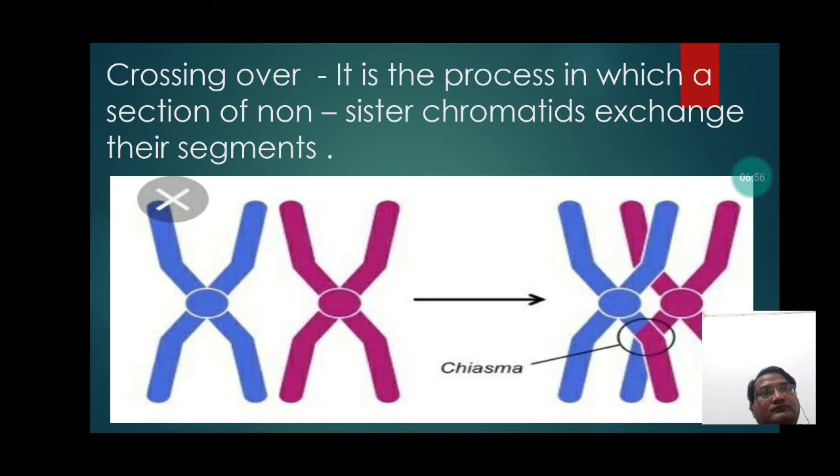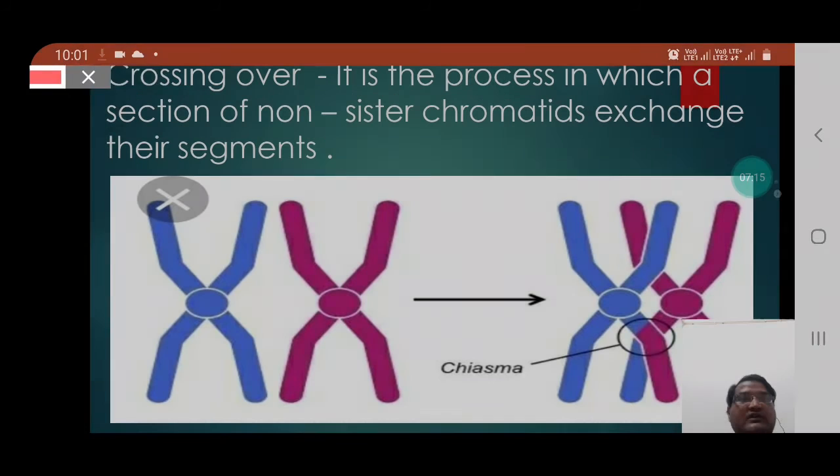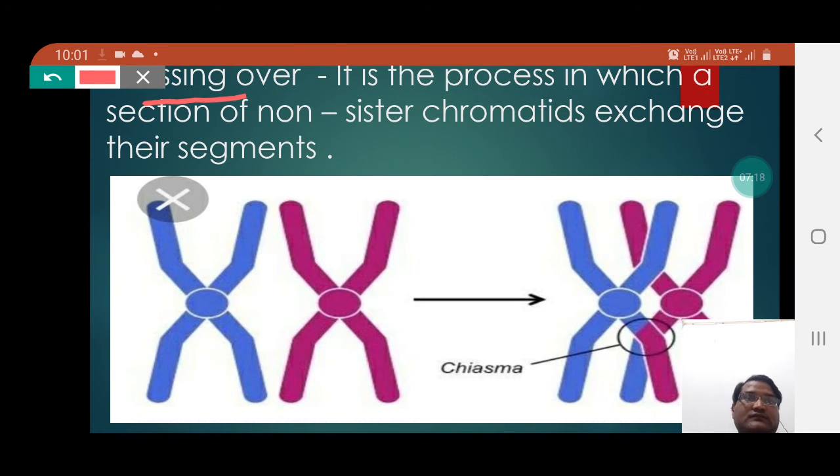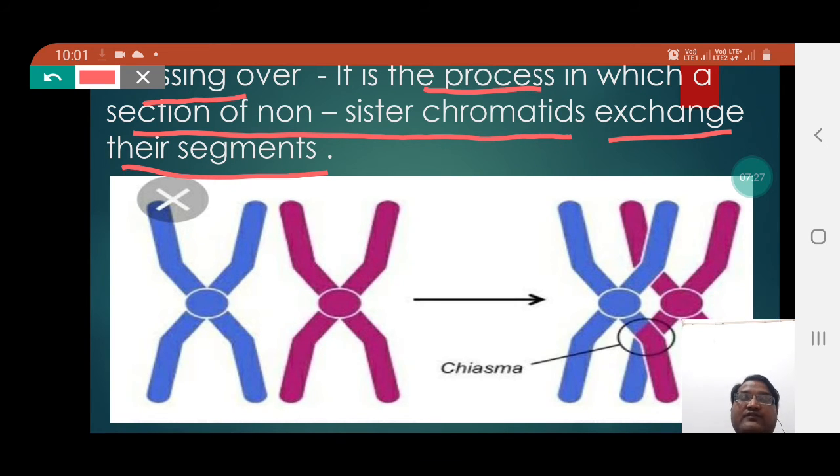Crossing over. It is a process in which a section of non-sister chromatids exchange their segments. So students, the concept of crossing over, a process in which sections of non-sister chromatids exchange their segments, can be understood with the help of the picture displayed here.